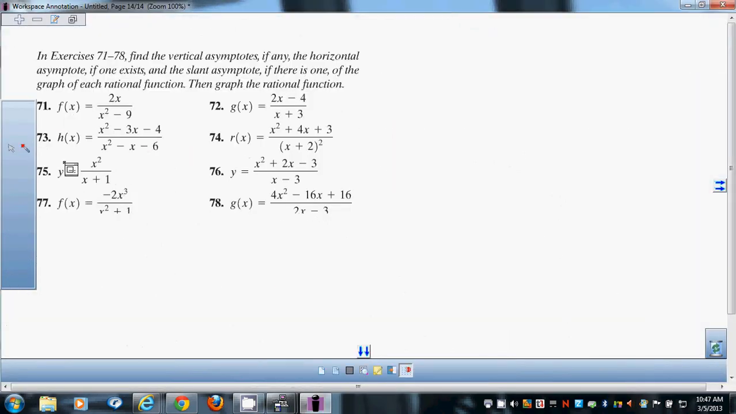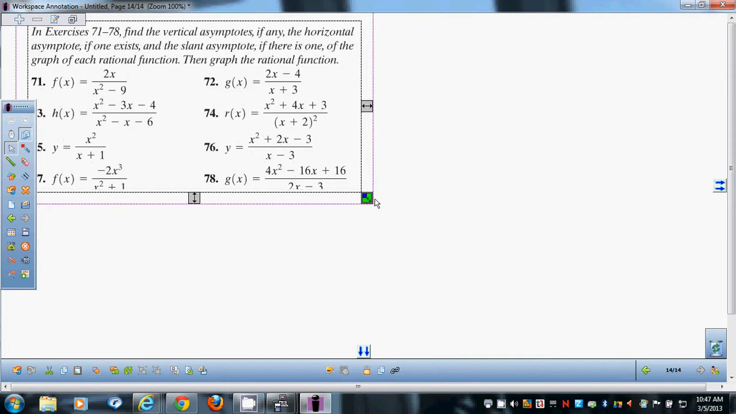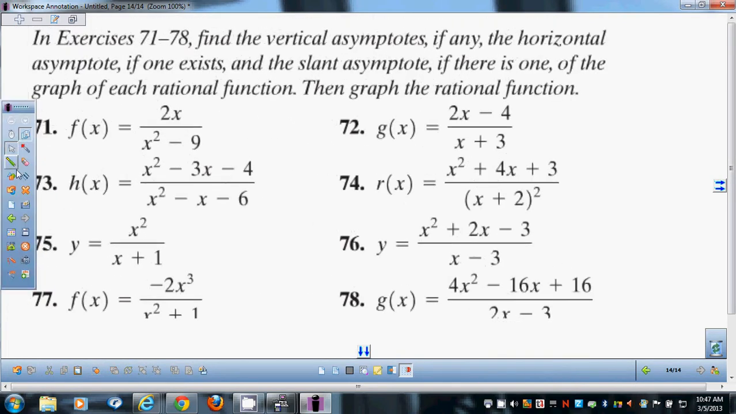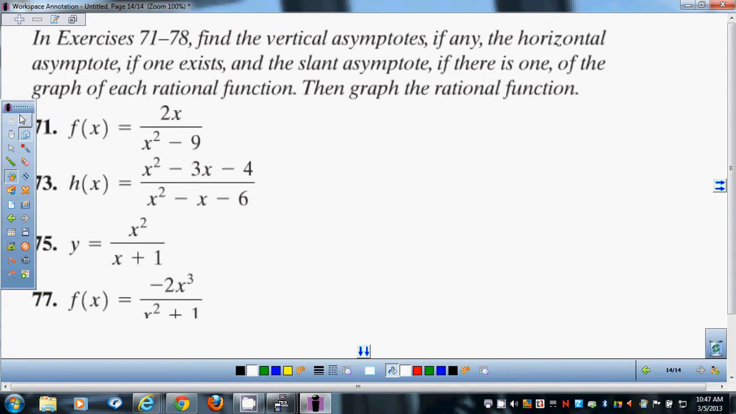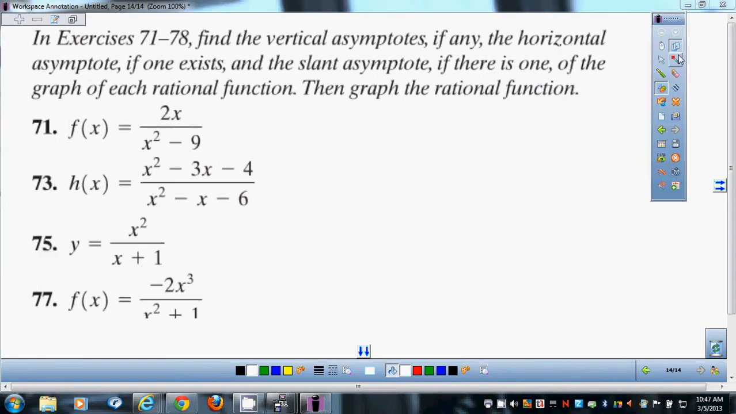Who remembers the trick to finding the vertical asymptotes? Yeah, it's wherever the denominator equals 0. So this one's going to have a vertical of 9. This one's going to have a vertical of negative 1. This one's going to have a vertical of none. There is no vertical asymptote.